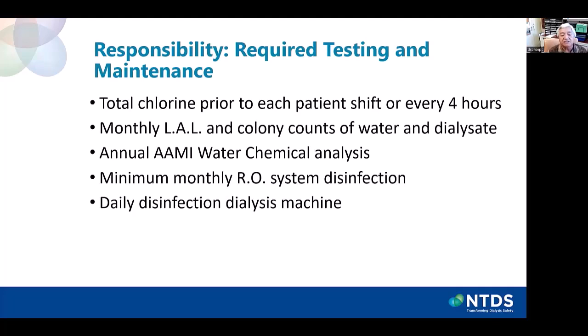All the items listed in the slide for testing and maintenance are necessary to ensure that the RO system can deliver the highest quality of water, and the results can typically be trended, which would indicate portending issues. Total chlorine is the most critical item, as issues with total chlorine can result immediately without any prior indications and can lead to patient exposure to water unsafe for dialysis.